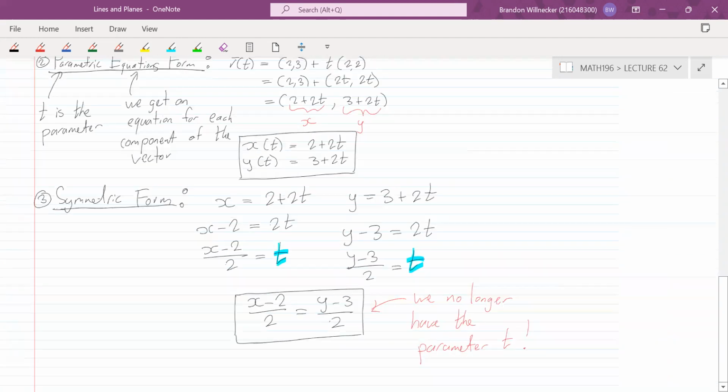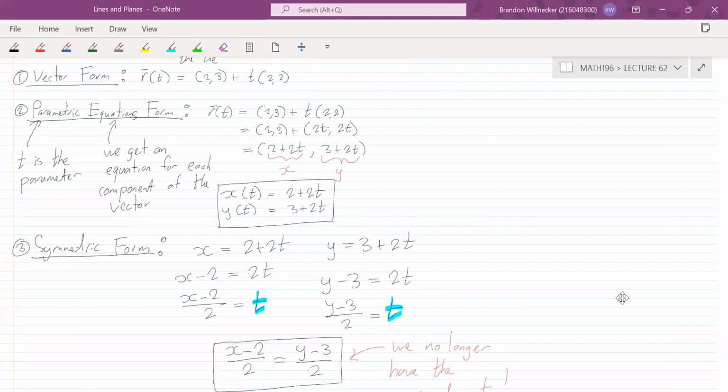Okay. Now, again, all three versions here are identical. They say exactly the same thing, but maybe you have an application where one form is easier to use over the other form. For example, if you're doing a physics problem with something moving along a straight line, maybe you would use the vector form or the parametric equation form.